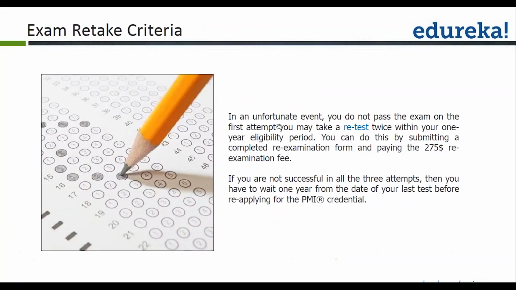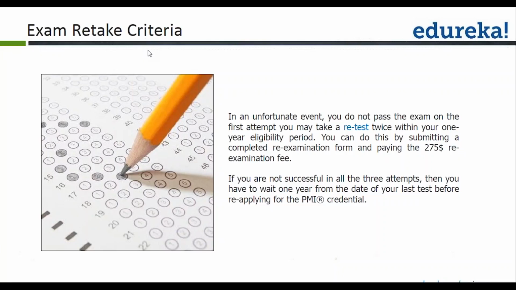In the unfortunate event that one is unable to clear the exam, you can take a retest within the eligibility period. We have a 1-year eligibility period to take this exam. Within this 1-year eligibility period, you can take the exam up to 3 times. So if unfortunately you fail the first time, you can always take it 2 more times, and the fee for this is $275, which is the re-examination fee.